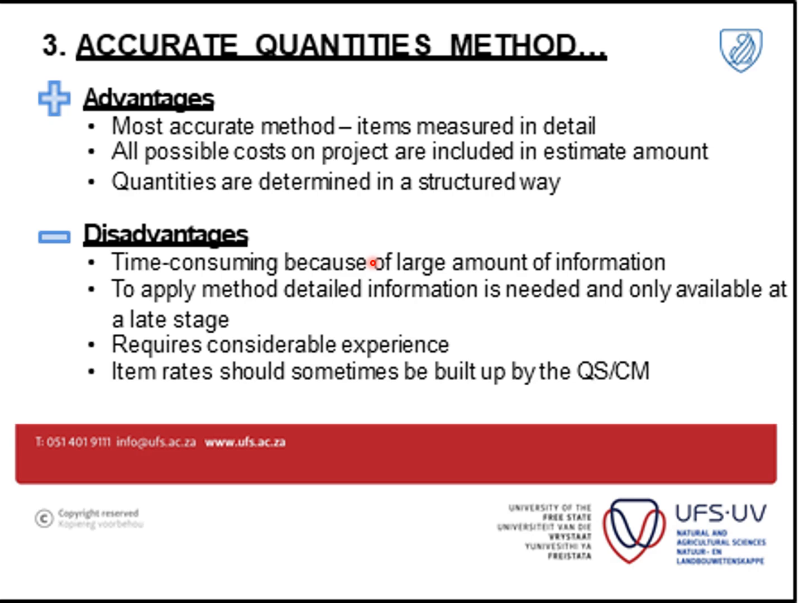The advantages: most accurate method, items measured in detail. All possible costs on projects are included in the estimated amount. The quantities are determined in a structured way. The disadvantage is obviously the time. To apply the method, detailed information is needed to actually build up your descriptions and your quantities. It requires considerable experience, and the item rates should sometimes be built up by the QS or CM. Okay, so you won't always have historical rates that you can use in your BOQ, and thus you will have to build up your rates in your BOQ.